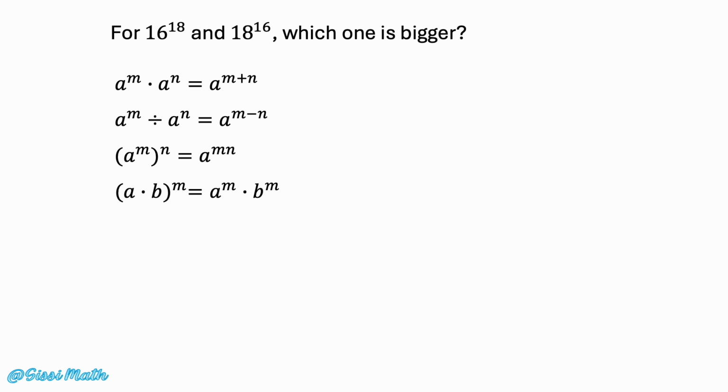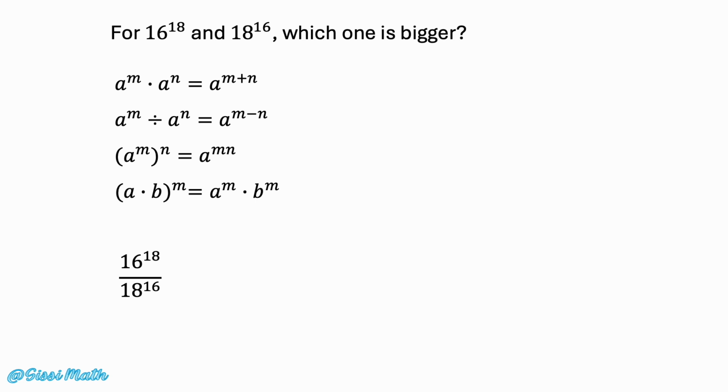The last formula is to say if we have a times b and we take this value to the power of m, that will give us a to the power of m times b to the power of m. So based on these four exponential operations, we might address the problem.